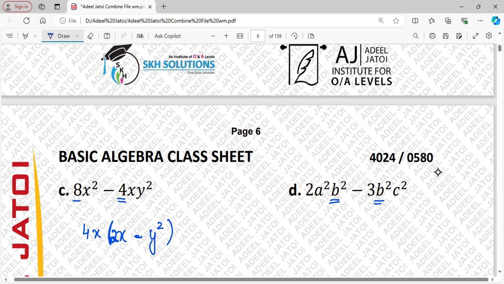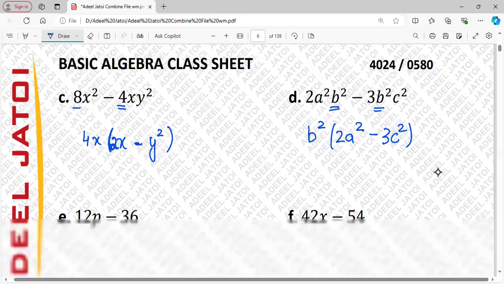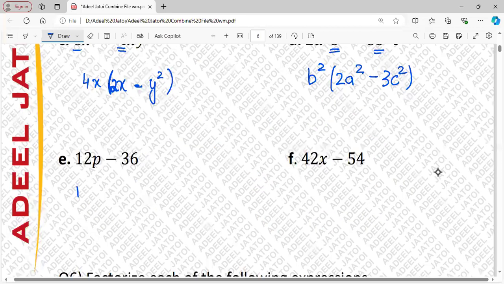Now look here, 2a square b square minus 3b square c square. Your b square is common here in both. So b square is common. 2a square minus 3c square will be the values left inside. 12p minus 36. So the maximum common here is 12.